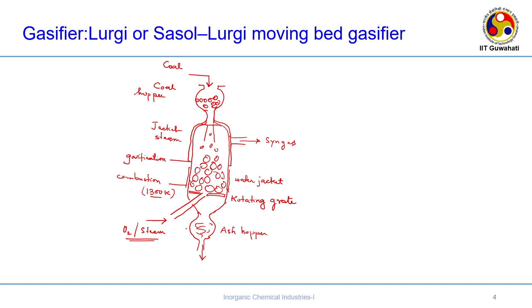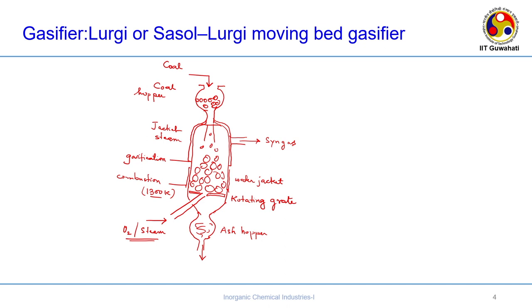Why? Because if it is less than 1300 Kelvin, the ash will not come into the liquid state. If it comes into the liquid state, the problem is that it will not be able to work. You cannot remove the ash, it will get stuck in the rotating grate. There have been improvements in the design that allow use above 1300 Kelvin, but then you have to change the internals. Here the internals can withstand a temperature of only 1300 Kelvin. The primary reactions in combustion are C plus O2 gives CO2, with some delta amount of heat generated as the heat of reaction. And then you have the reaction, as I told you, C plus H2O gives CO plus H2. So these are the two reactions occurring.